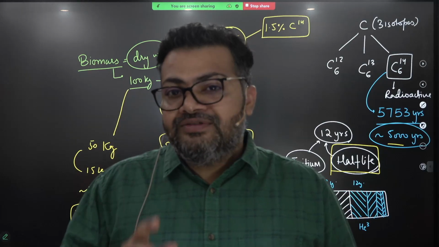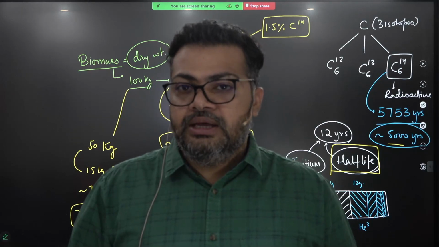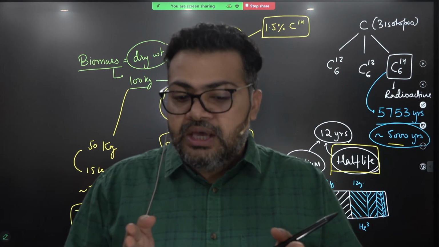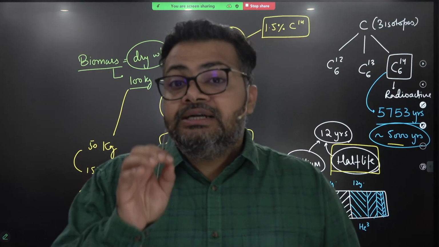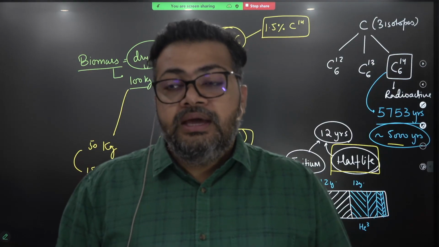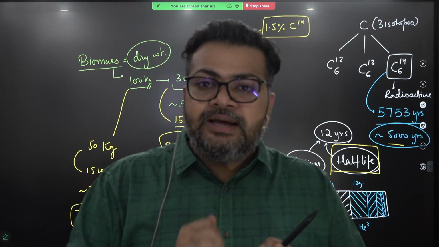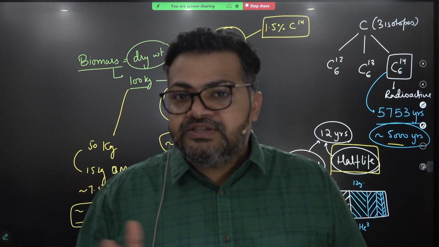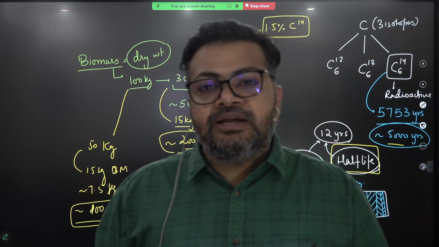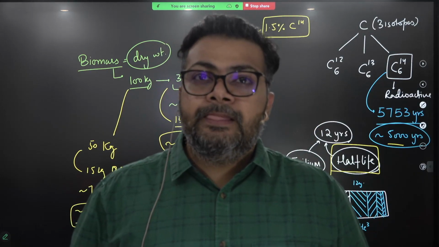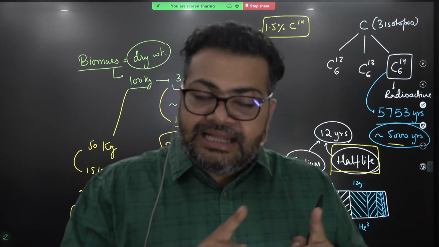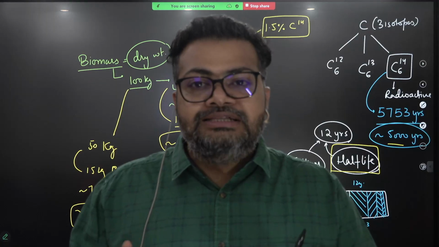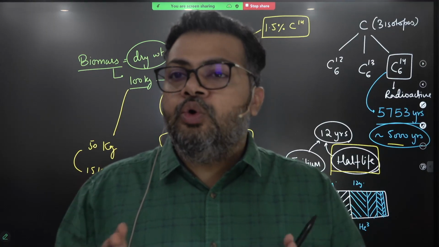Suppose I had discovered 25 grams of C14, that means one half cycle 50 grams, another half cycle 25 grams. That means this specimen is around 10,000 years old. If I had discovered only 12.5 grams of C14, that means 3 half cycles are gone. The specimen should have been around 15,000 years old. And that's how I simply have to compare the original C14 and the current C14, and I can easily predict how old the specimen is.